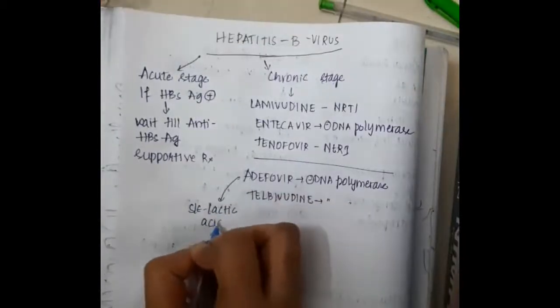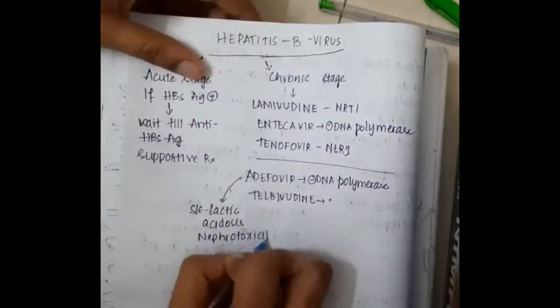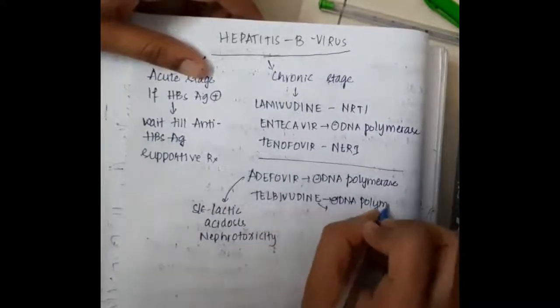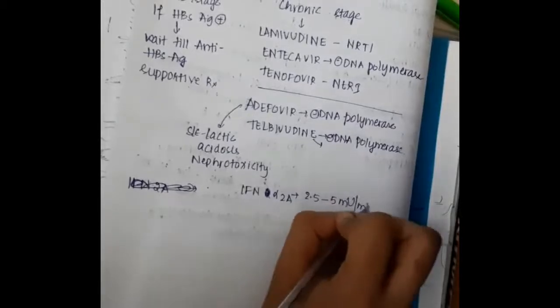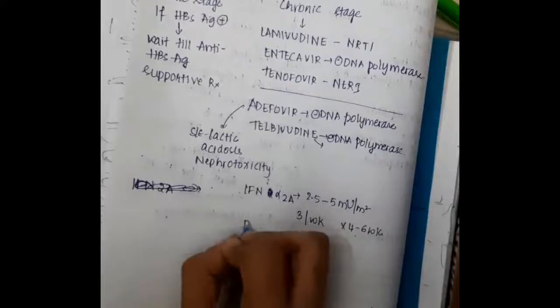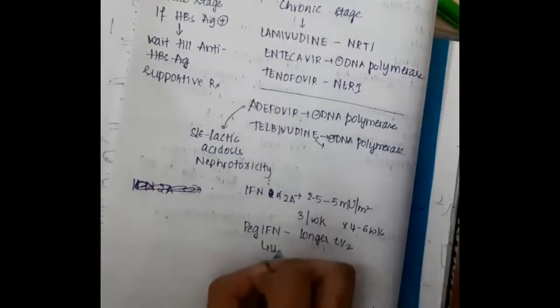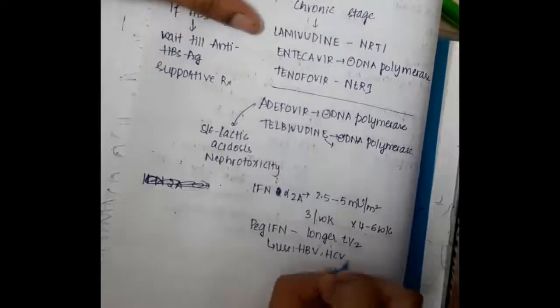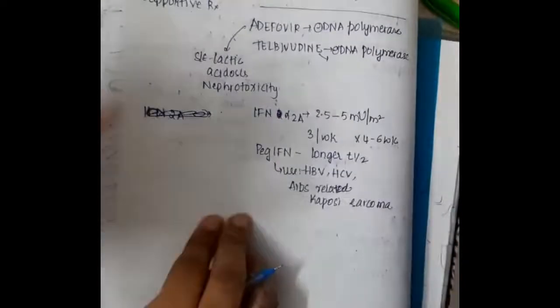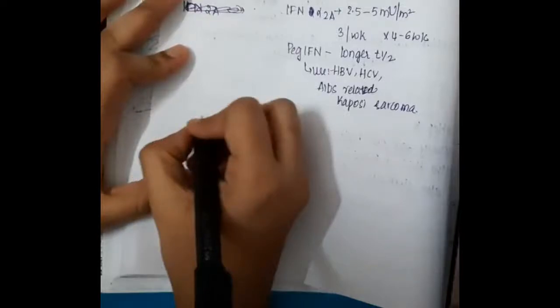Now adefovir has side effects of lactic acidosis and nephrotoxicity, and telbivudine inhibits the DNA polymerase. Then if you see interferon alpha 2A, it is given in the dosage of 2.5 to 5 million international units per meter square thrice per week for 4 to 6 weeks. This is used in chronic stage, and we can also use peg interferon, which has a longer half life, and it is used in hepatitis B virus, C virus, AIDS related and also AIDS related Kaposi sarcoma. So these are the important drugs which are used in hepatitis B virus.